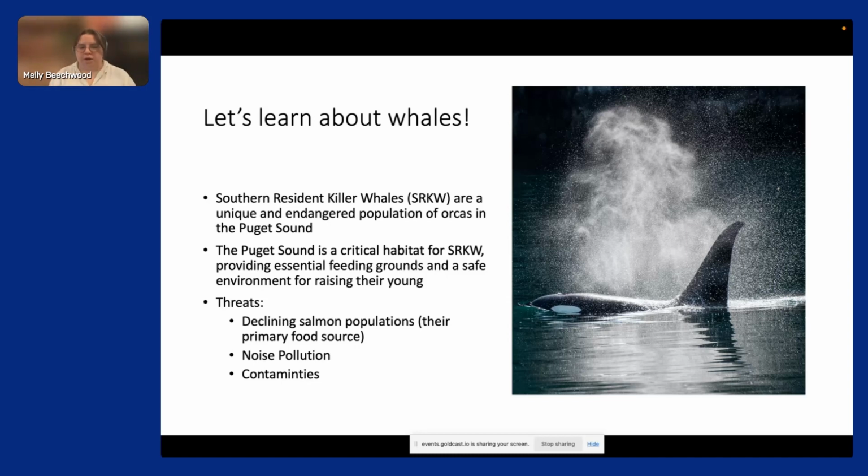But there's also signs pointing towards noise pollution, as the Port of Tacoma is one of the major hubs in the United States, as well as contaminants, both from shipping and from runoff of places like Seattle, Washington, Tacoma, Washington, and Vancouver, British Columbia.